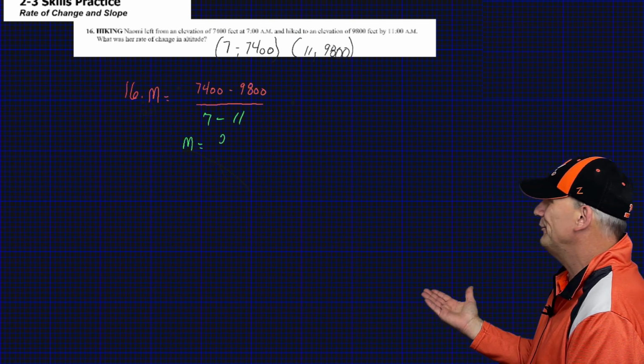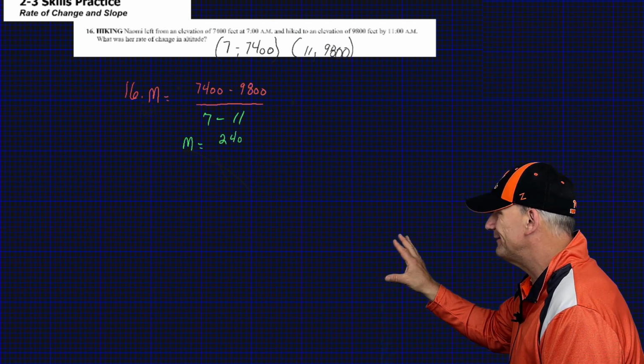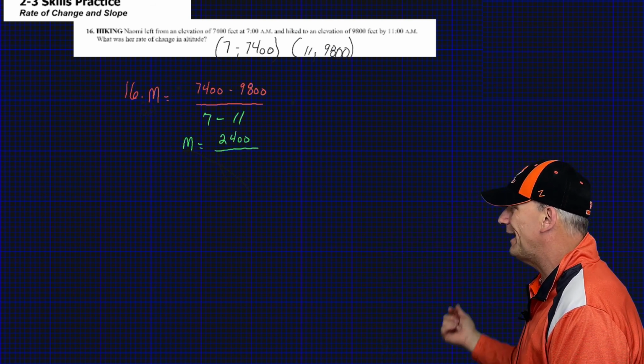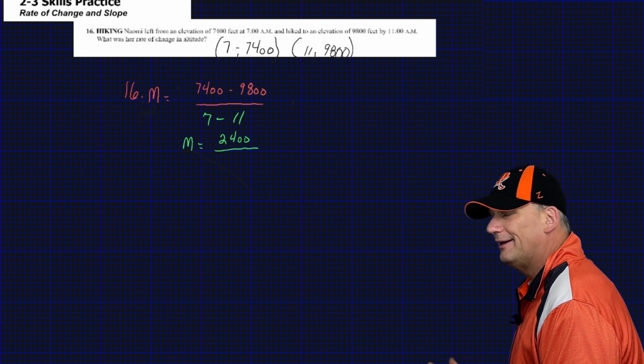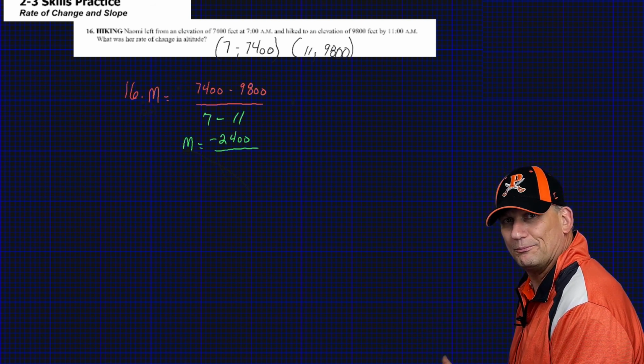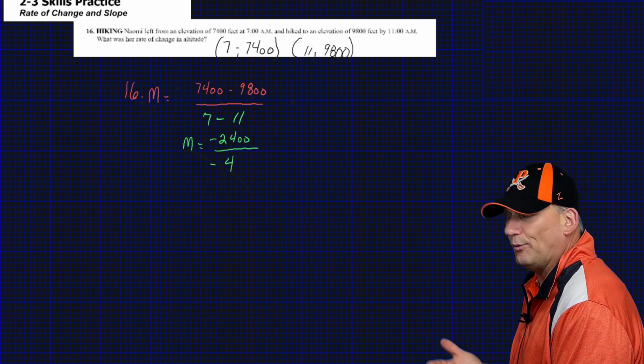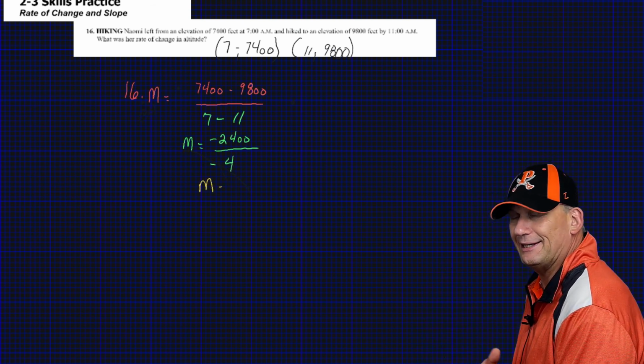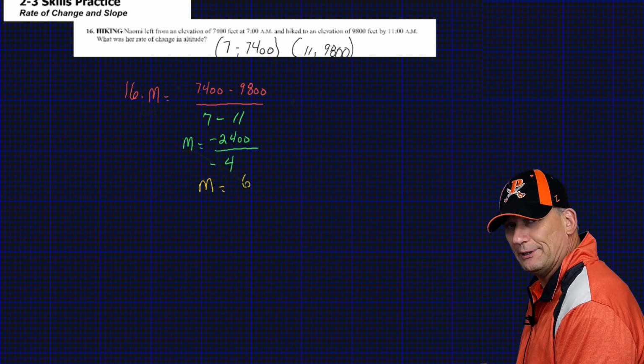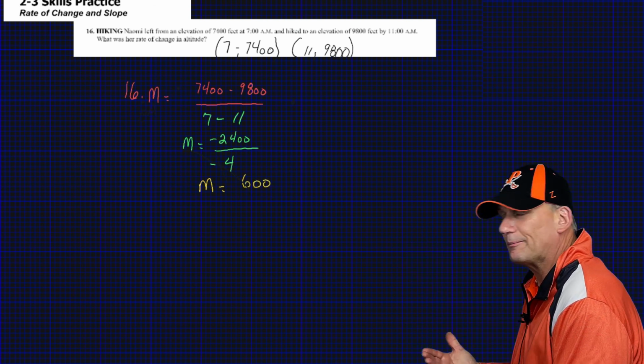So all we're going to have to do is take the information they give us, 7, 7,400, 11, 9,800, and come up with a slope. And we know how to calculate that. It's not graphed. If you wanted to graph it, you could, but no need. Like I said, if it's not graphed, use the formula. If it is graphed, draw a triangle.